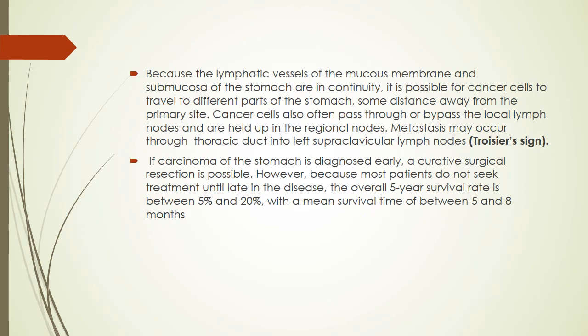Because lymphatic vessels of mucous membrane and submucosa of the stomach are in continuity, it is possible for cancer cells to travel to different parts of the stomach some distance away from the primary site. Sometimes cancer cells bypass the local lymph nodes and are held up in regional nodes. Metastasis may occur through thoracic duct into left supraclavicular lymph nodes, that is called Troisier's sign. If carcinoma of the stomach is diagnosed early, curative surgical resection is possible. However, most patients do not seek treatment until late in the disease.